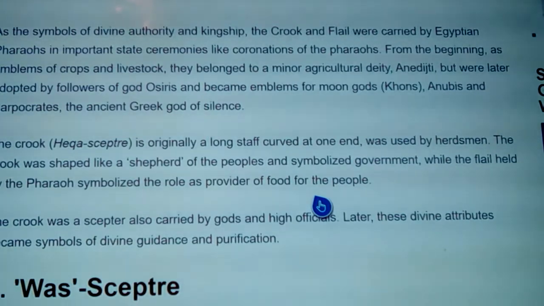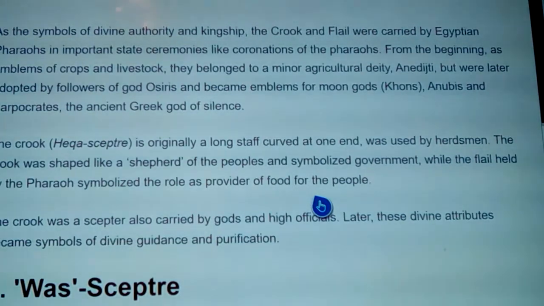As the symbols of divine authority and kingship, the crook and flail were carried by the Egyptian pharaohs in important state ceremonies like coronations of the pharaohs. From the beginning as emblems of crops and livestock, they belonged to a minor agricultural deity, Andjety, but were later adopted by followers of the god Osiris and became emblems for the moon gods, which are conspicuously named Khons.